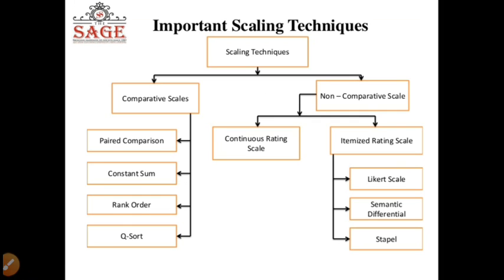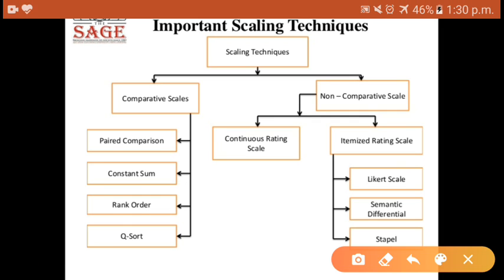Now, scaling techniques: you have comparative scales here, and you have non-comparative scales here. In comparative scales we have paired comparison, constant sum, rank order, and Q sort. Whereas in non-comparative scales, we have continuous rating scales and itemized rating scales. In itemized rating scales, we have the Likert scale, semantic differential scale, and Stapel scale.